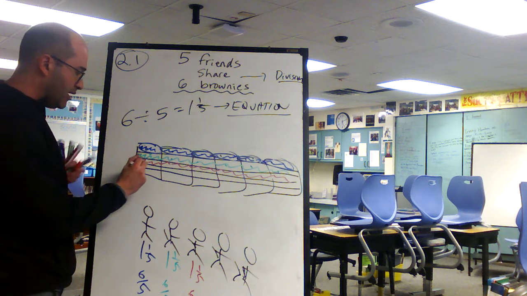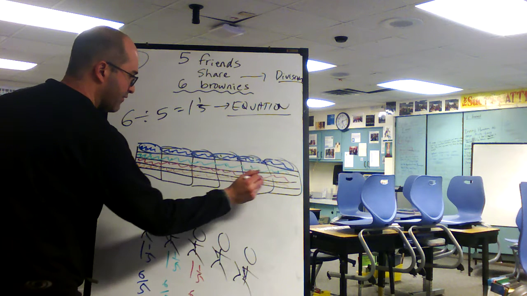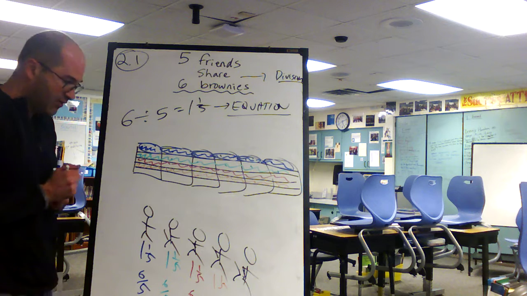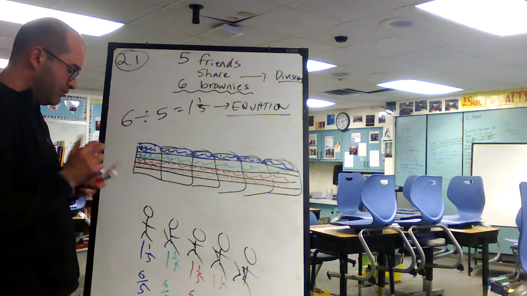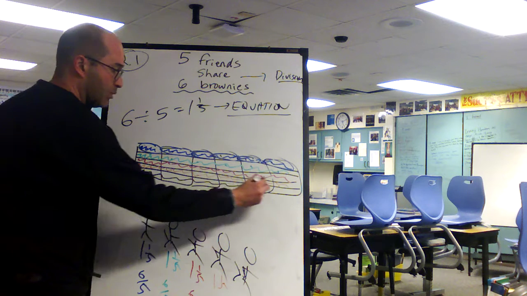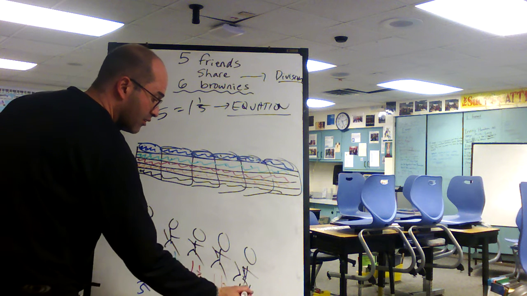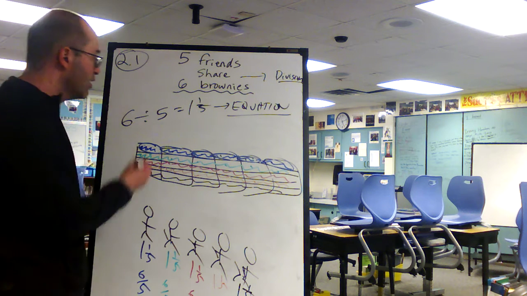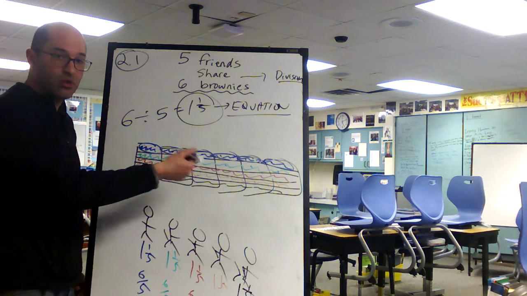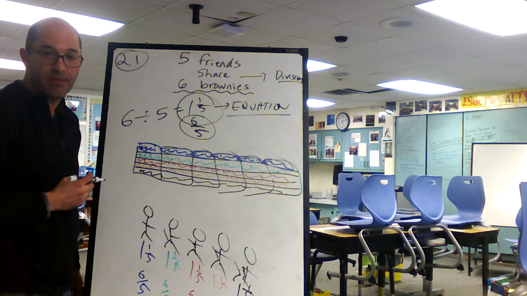This person right here would get 1/5, 2/5, 3/5, 4/5, 5/5, 6/5, which is 1 1/5 or 6/5. And finally, this guy right here, or girl, would get the same exact amount of brownie, which of course would be 1 1/5 or 6/5. The same thing. So 6 divided by 5, the equation would be 6 divided by 5 equals 1 1/5, or 6/5. That's the equation for that problem.